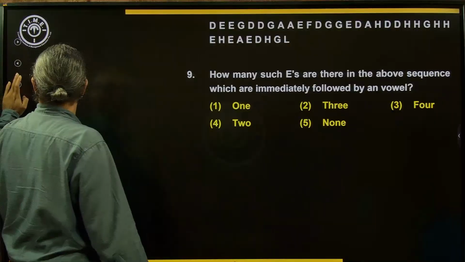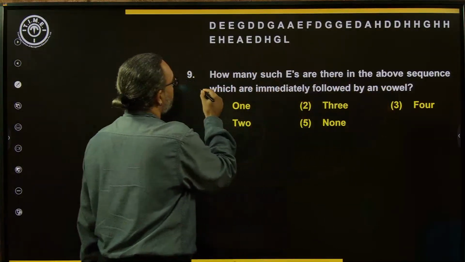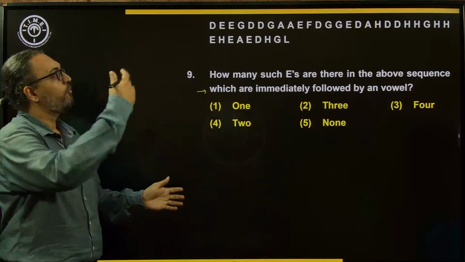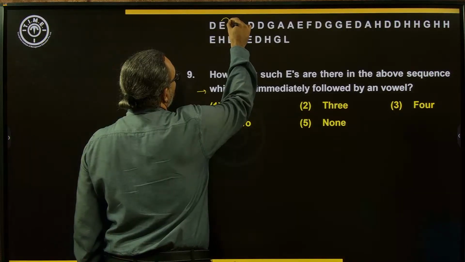Right. The next one. How many such E's are there in the above sequence which are immediately followed by a vowel? E followed by a vowel. Okay. So this is the first one followed by a vowel.